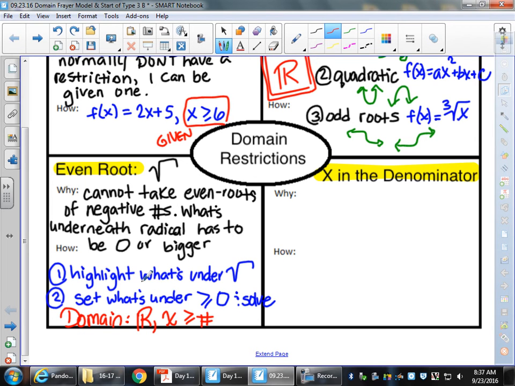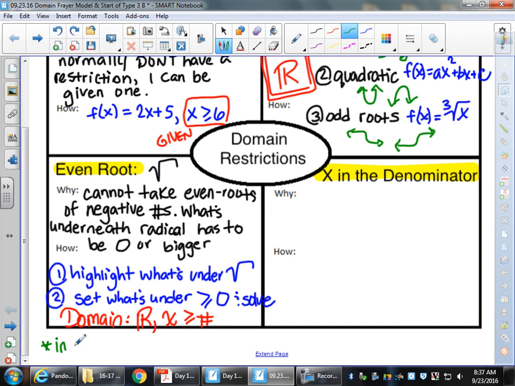So the strategy to what to pay attention to. Highlight what's underneath the radical. Set what's under what you highlighted greater than or equal to 0 and solve. Our domain will be all real numbers, x greater than or equal to that. Keep in mind, when does the inequality sign change directions? When you divide by negative.